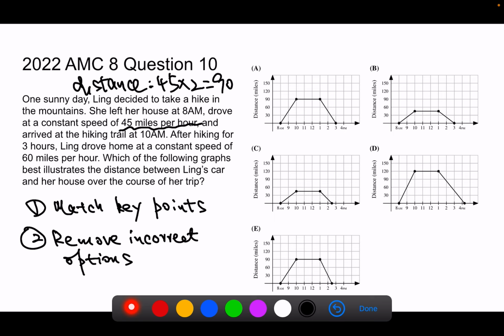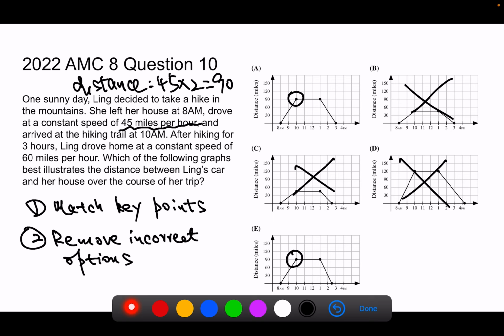That is a key point you want to match with your graph, which means when you check A, B, C, D, E, the first point, or second point, because the first point is 8 a.m. when you start, this point should be 90 on the y-axis. And if it's not 90, you can forget about it. So if you take a quick look, A is working, this point is 90. B is 45, so it doesn't work. C is 45, D is 120. And E is also 90. So very quickly, you only have 2 choices. You need to determine which one is correct.